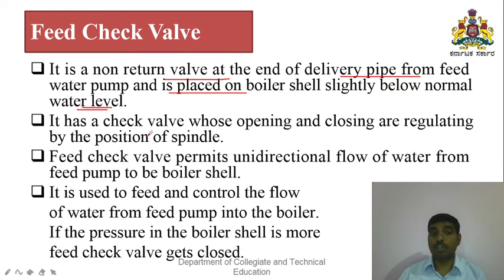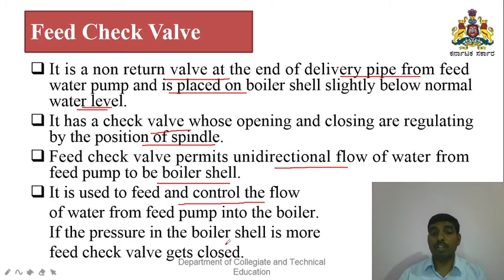So it has a check valve whose opening and closing are regulated by the position of the spindle. Whether the spindle is horizontal or vertical, depending upon the position, the valves are operated. So the feed check valve permits unidirectional flow of the water from the feed pump to the boiler shell. Unidirectional means flow occurs in only one direction. So it is used to feed and control the flow of the water from the feed pump into the boiler.